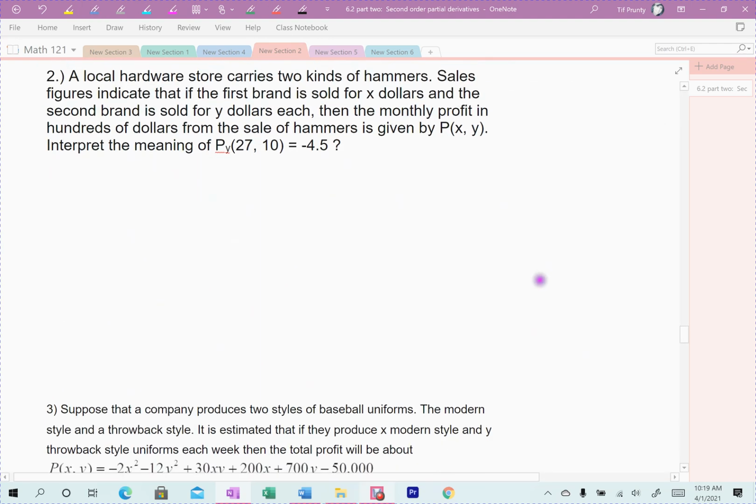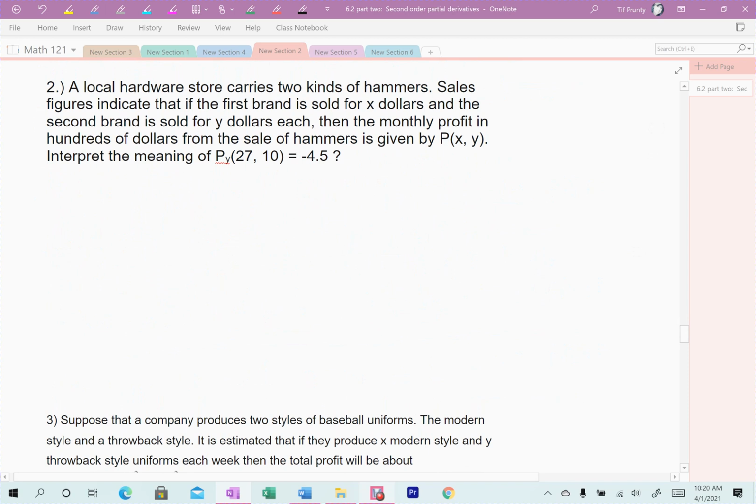Suppose we have a local hardware store that has two different kinds of hammers. The first brand sells for X dollars, so this is the price. Alright, so this would be a price demand function. So X is the value of the first type of hammer. Y is the value of the second type of hammer, what they're selling it at, the price. The monthly profit in hundreds of dollars, I gotta remember it's in hundreds of dollars when I do my interpretation, is given by P of x, y. Again, I don't know what it is. What I know is the derivative at specific values. So it's P sub Y. When I plug in 27 for X and 10 for Y, it comes out negative 4.5.